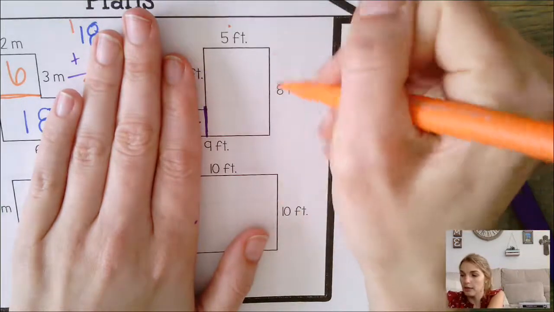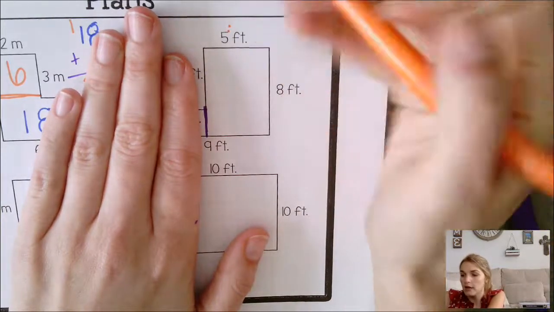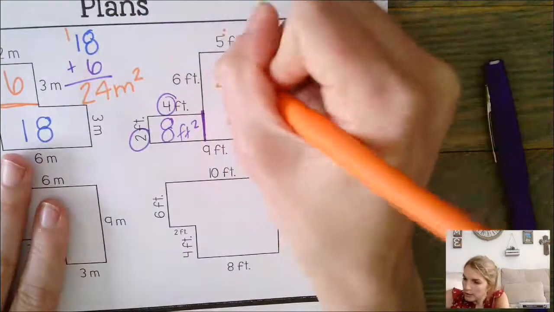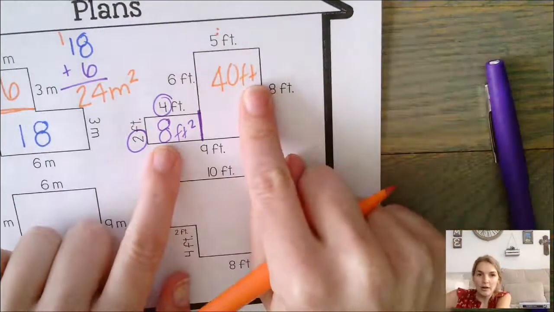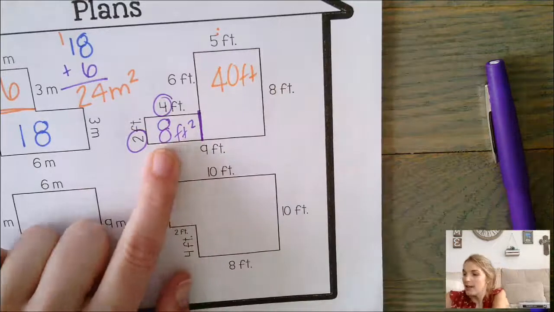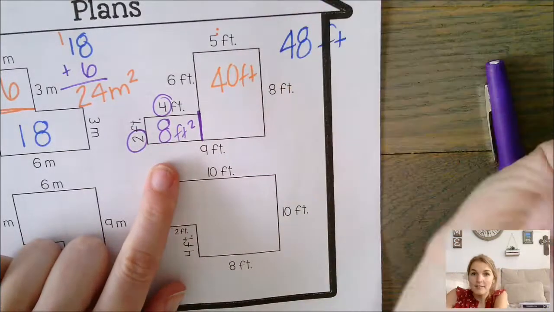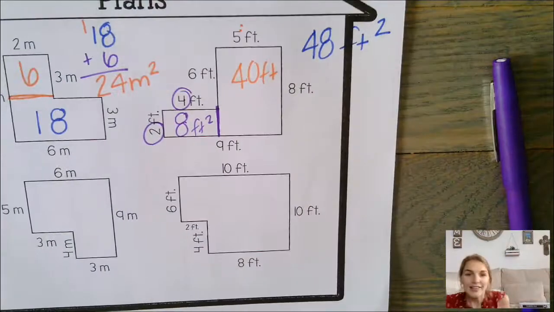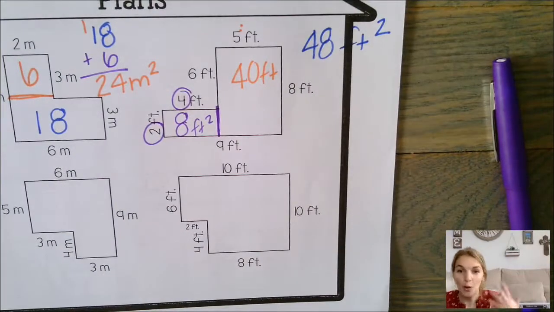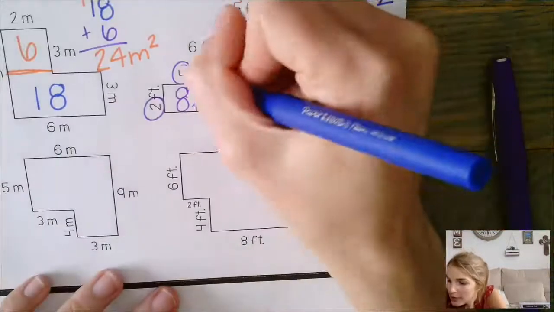So let's figure this out. 5 times 8 is 40. So if you were to add these together, 40 plus 8 is 48. We're talking about feet, and area is always squared. Let's say that we did decide to break it up the other way. So I'm going to make the line here instead.